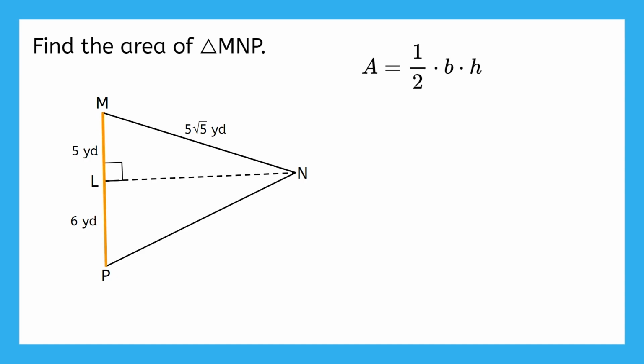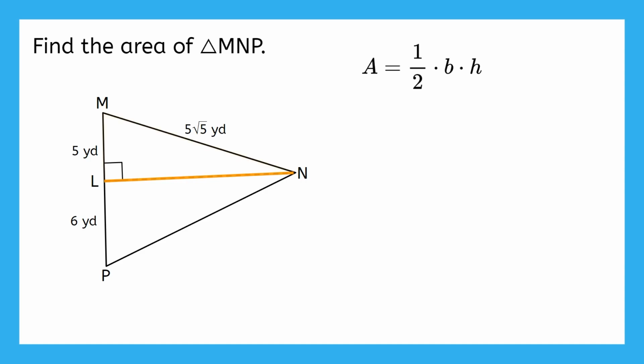MP is the best side to use as the base here, because if MP is the base, which segment will be the height? Yep, if MP is the base, then LN is the height. And we actually have segment LN in our drawing. We know that LN would be the height from MP because they're perpendicular, and LN goes to the opposite vertex. The problem is, we don't have any given information for the length of LN. Do you have any ideas for how we can find its length?